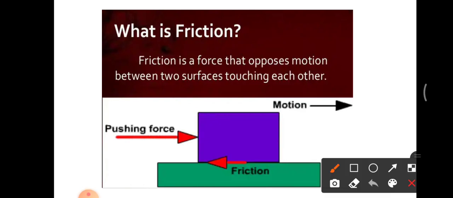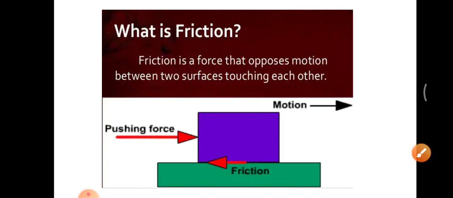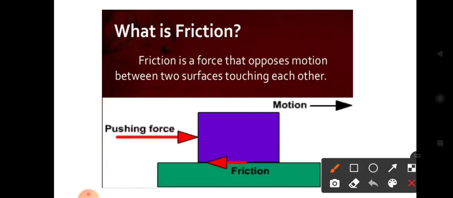The direction of the friction force is always opposite to the pushing force or applied force. If you apply an external force on this object, the frictional force is opposite to this applied force. But the motion of the object is always in the same direction as the applied force. Do you understand what is meant by the frictional force? When two objects are in contact with each other, the frictional force occurs, and the frictional force is always opposite to the pushing force.